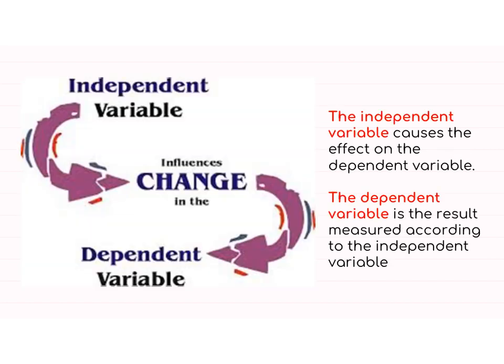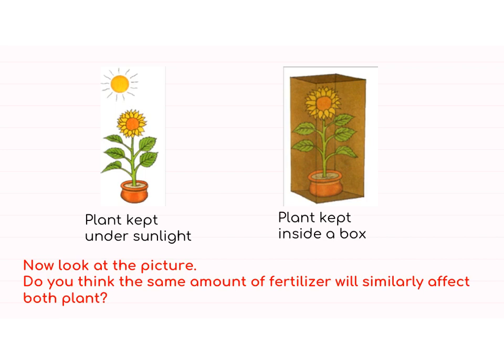So let's summarize it. The independent variable causes the effect on the dependent variable. So again, the dependent variable is the result measured according to the independent variable. If you didn't get it yet, don't panic, because we're going to show you different examples to help you master identifying the experimental variables. Don't worry about that.